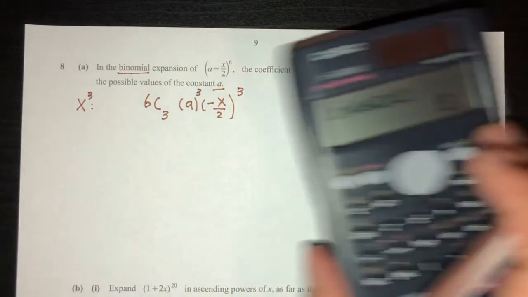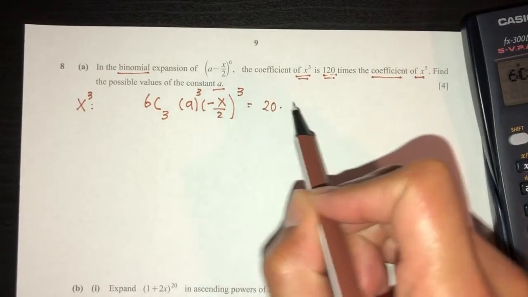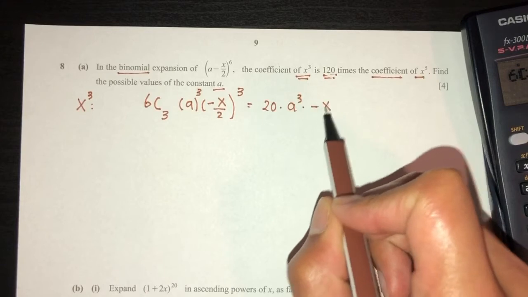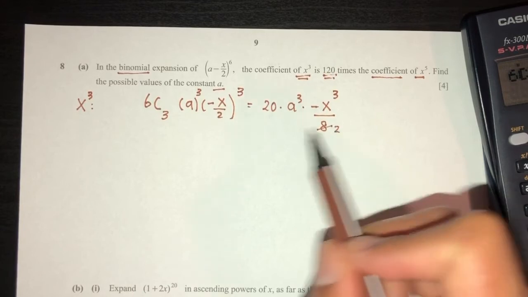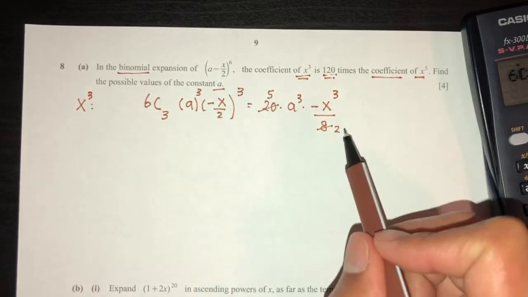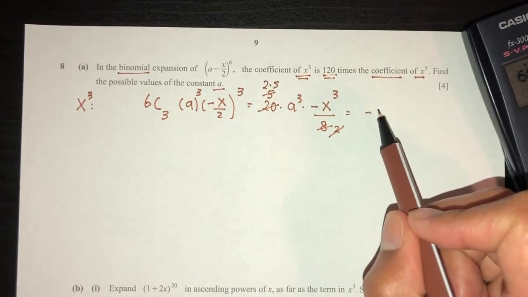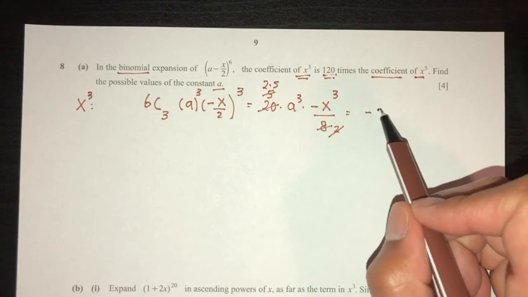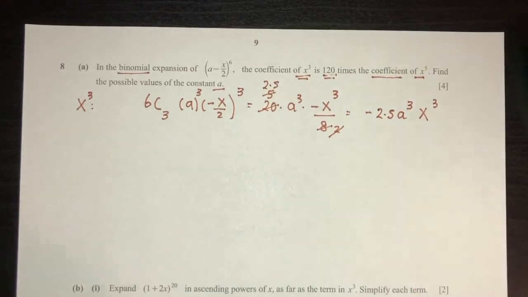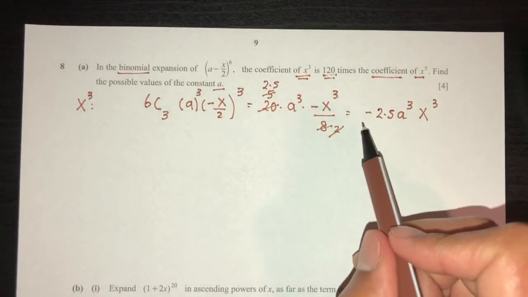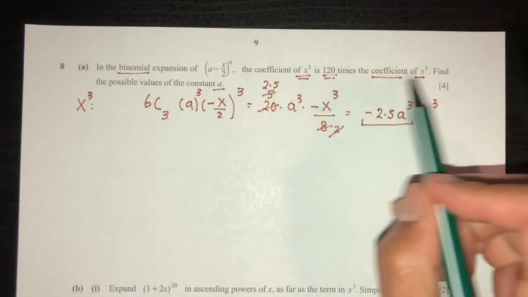So now we can simplify. 6 choose 3 is 20, a power 3 over 8. Now divide by 4, you will have 2 here, and here you will have 5. Now divide by 2, that will be 2.5. Your answer will be minus 2.5 a power 3 x cubed. Now the coefficient of x cubed is only this part, okay? That is part 1.